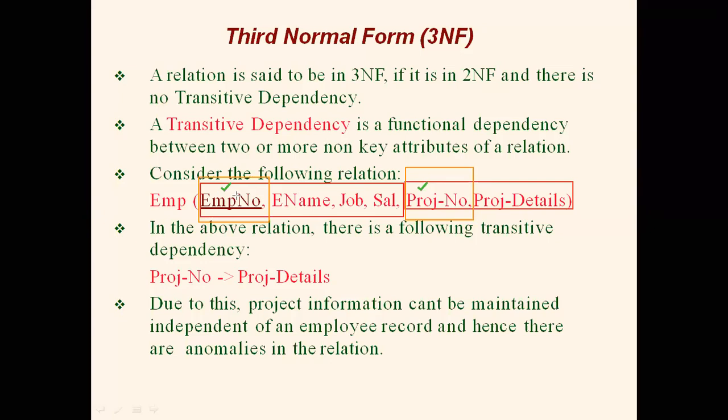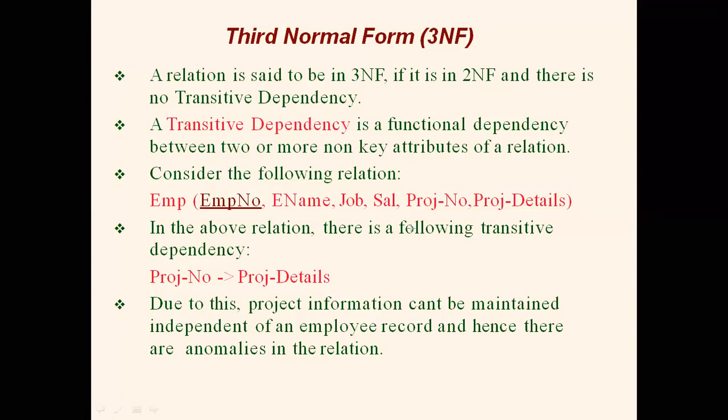Okay, so from employee number we can get employee name, job and salary. Likewise, from project number we can get the project details. So with a combination of both the key attributes we can get the third table. So A to B, B to C is possible, then A to C can be derived as well, even though we cannot have a direct relation to any other table. So the project information can't be maintained independent of the employee record, and hence there is an anomaly in the relationship.